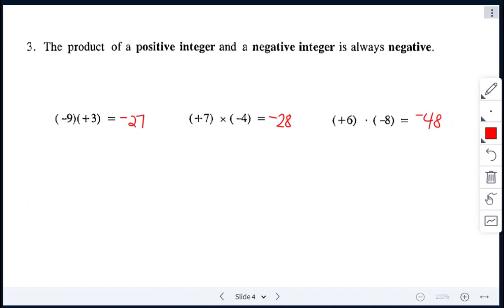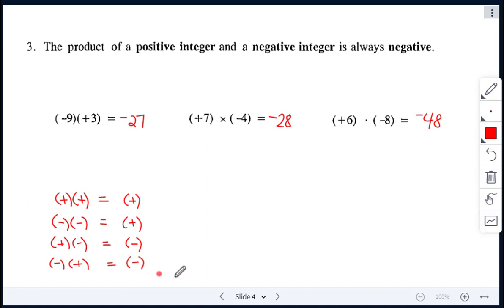All right, so just to sum up our rules, I'm just going to do it here. So if you have a positive multiplied by a positive, our answer is positive. If you have a negative multiplied by a negative, our answer is also positive. If you have a positive multiplied by a negative, your answer is negative. If you switch that around, if it's negative multiplied by a positive, your answer is negative.